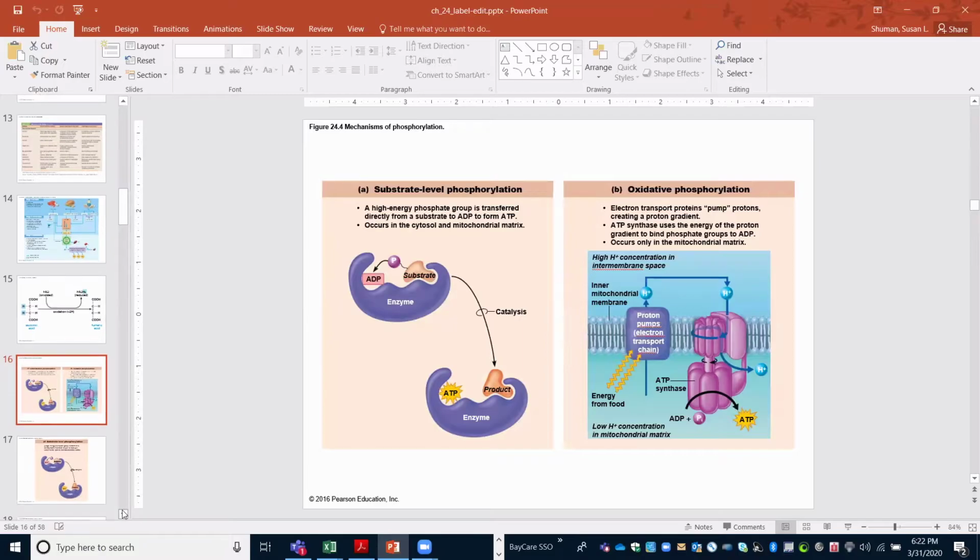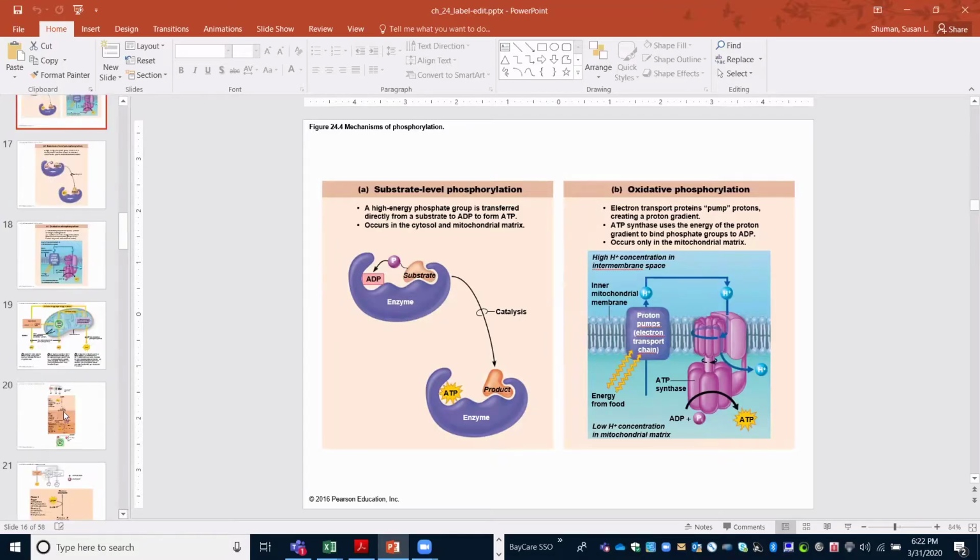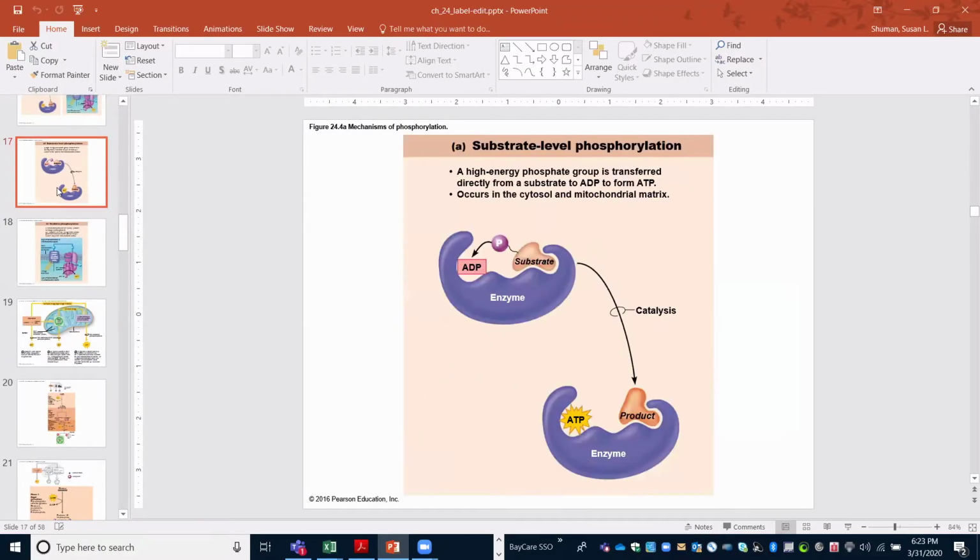So in your books, these pictures are over on page 936. Okay. So all we do is we have an enzyme that is going to bring ADP, which is ATP minus one of its high energy phosphate bonds, and add a high energy phosphate group to it.